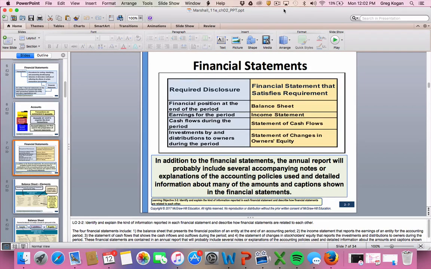The other piece is now classifying all those transactions that you did book, knowing you booked all of them, and that's where you get into your balance sheet, your earnings, your cash flows, and investments and distributions to owners.